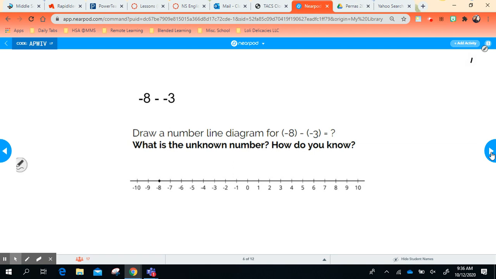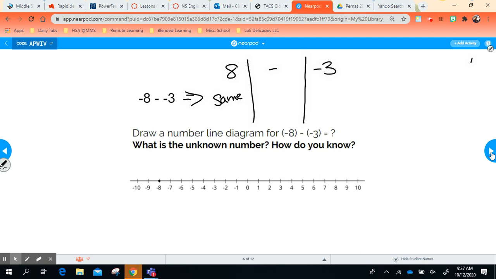Okay, so -8 minus -3. So first thing we're going to do is rewrite it. And I wish I had done our criteria for success for this, but I forgot to do it for this one. So in my head, this is kind of how I remember to do it. I remember that I have my first number, my sign, and my second number. So I know I'm going to keep the first number the same.